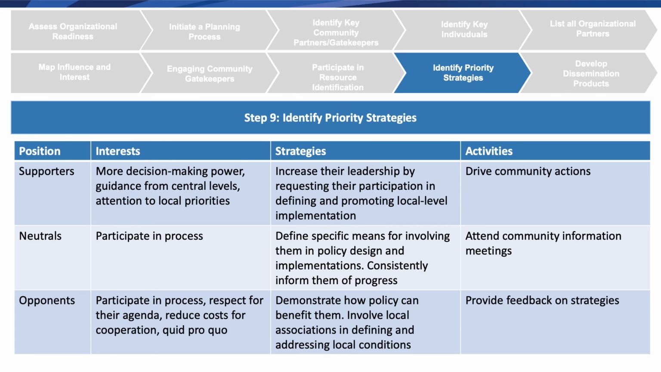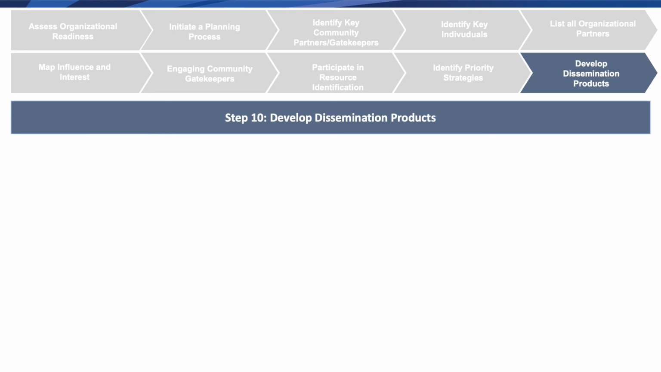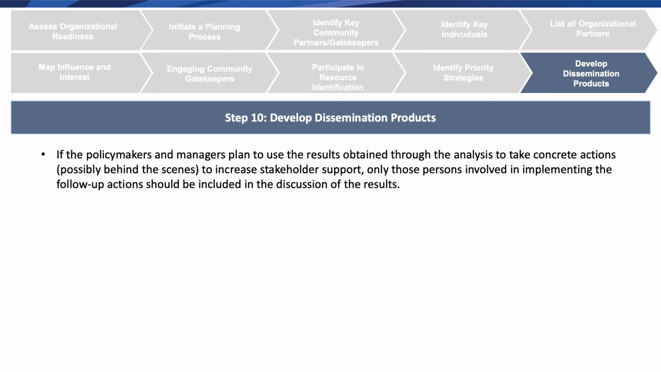They may also provide vital feedback on your strategies. In encounters with opponents, you should exhibit respect for their agenda, and if possible, demonstrate how sound lead prevention policies may benefit them. Develop dissemination products to communicate progress and preliminary results of your partnership building activities to stakeholders, and make decisions regarding dissemination plans if the policymakers and managers plan to use the results obtained through your primary prevention plan and analysis, possibly behind the scenes.